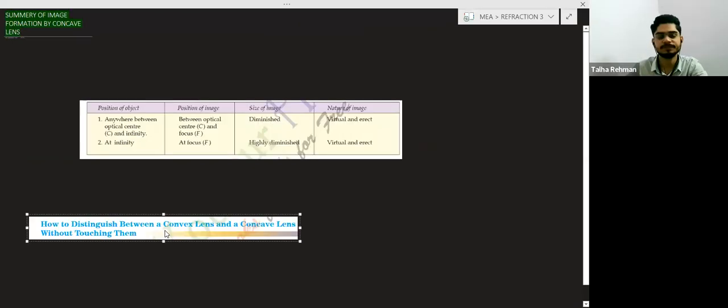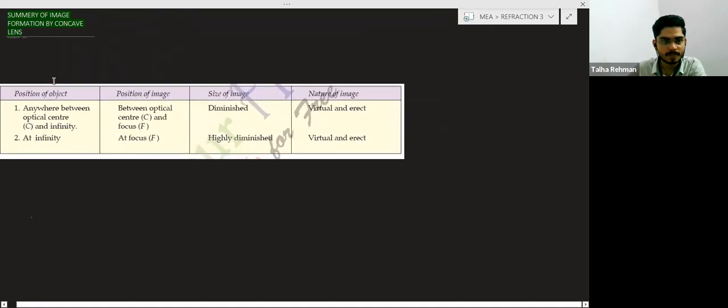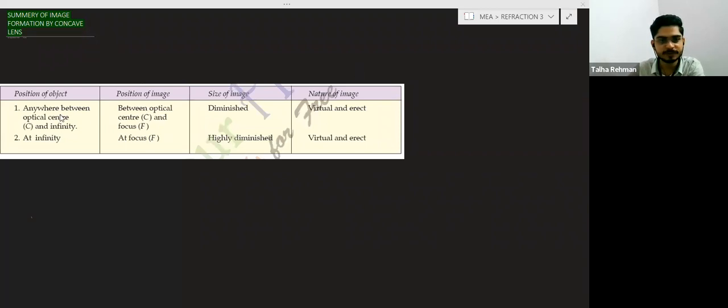So this is the summary here. You have placed the object at two positions. When your object will be anywhere between optical center and infinite, you will get the image between optical center and focus, and the image will be diminished, virtual and erect. At infinite, when your object is at infinite, your image will be at focus, highly diminished, and virtual and erect. Okay, no need to write this down.